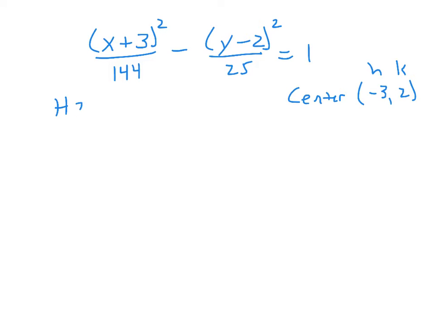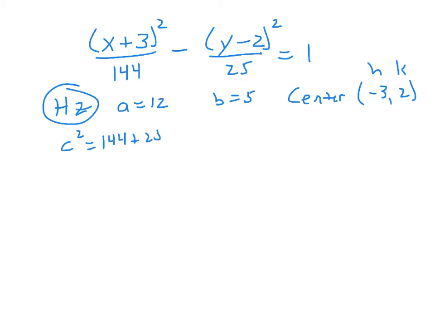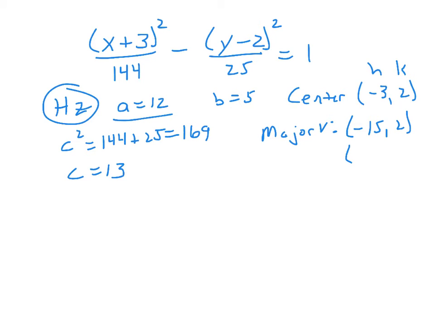This is horizontal because your x part comes before the minus. a is 12, b is 5. c² will be a² plus b², which is 169, so c is 13. So then I can say that my major vertices will be a away, so they're going to be 12 away, left and right from my center. So if I go left 12, that's going to be (−15, 2). If I go right 12, that'll be (9, 2).